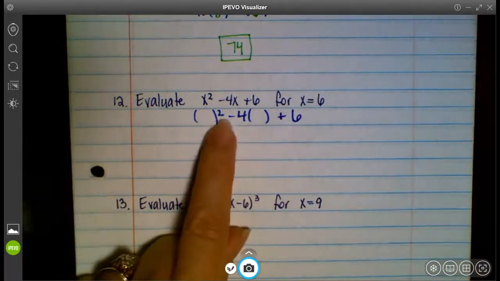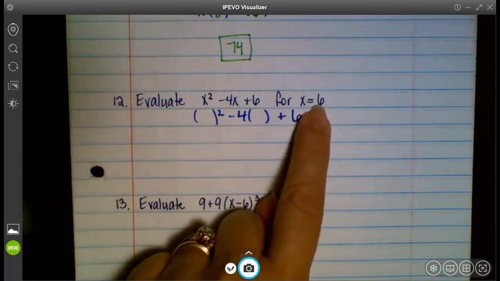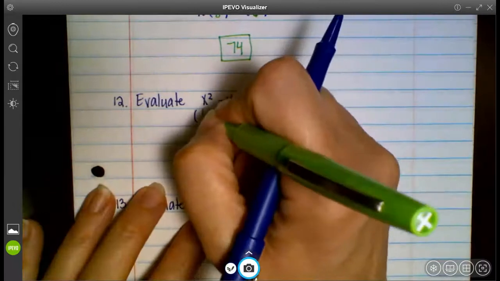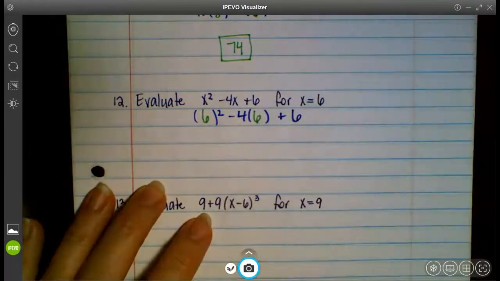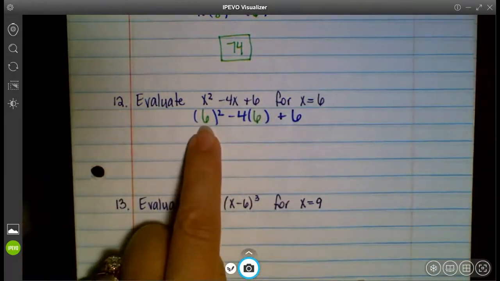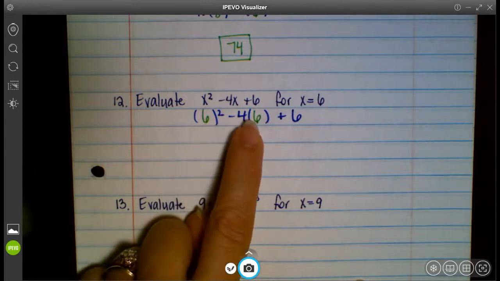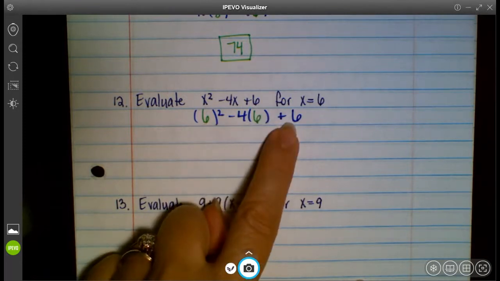And now I fill in my empty spots with the value of the variable. So we fill in 6, and what we have is 6 squared. 6 times 6 is 36, minus 24 plus 6.